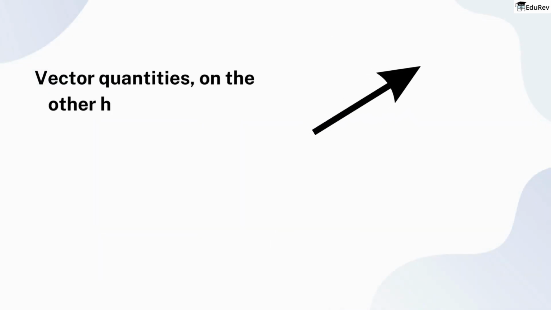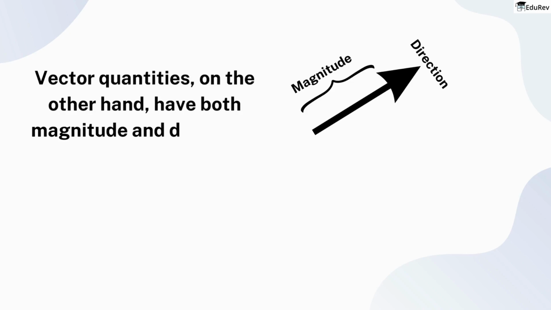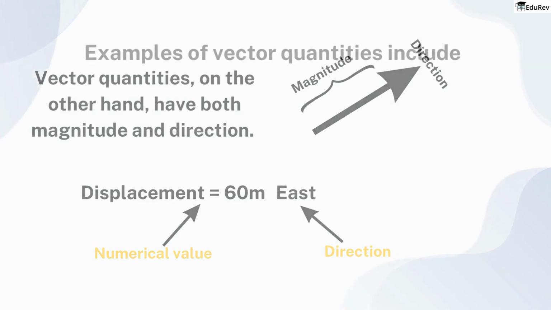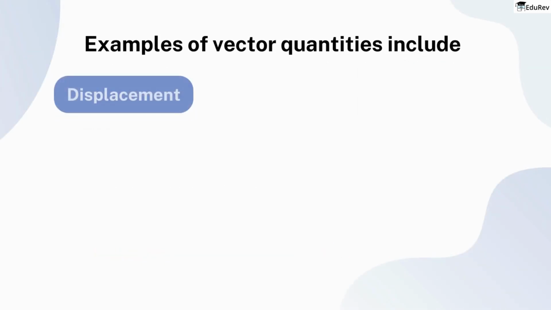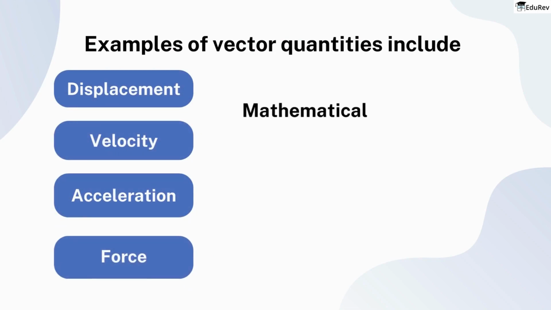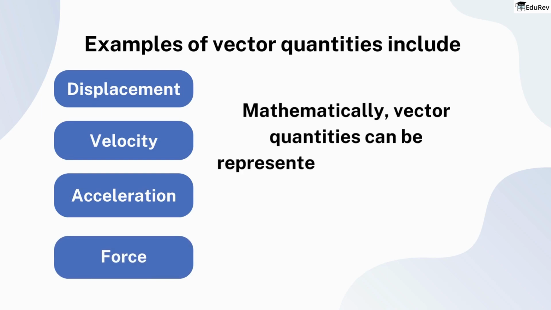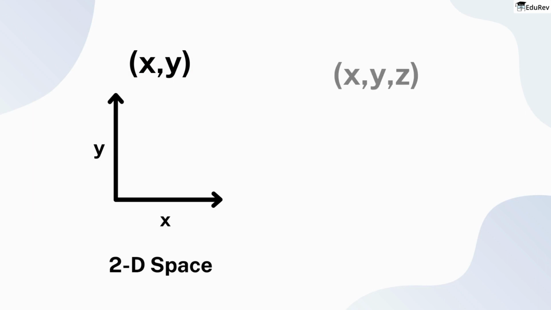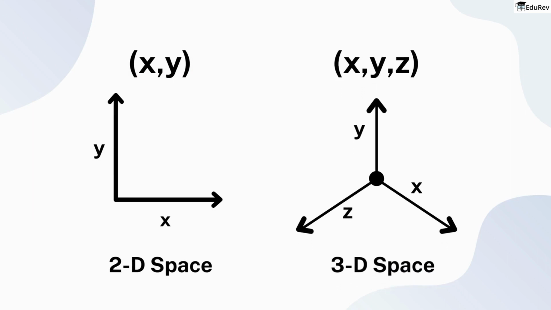Vector quantities, on the other hand, have both magnitude and direction. They are described by a numerical value along with the direction in which the value acts. Examples of vector quantities include displacement, velocity, acceleration, and force. Mathematically, vector quantities can be represented by ordered pairs or triples of real numbers, depending on the dimensions. That means ordered pairs for two-dimensional or 2D space and triples of real numbers for three-dimensional or 3D space.